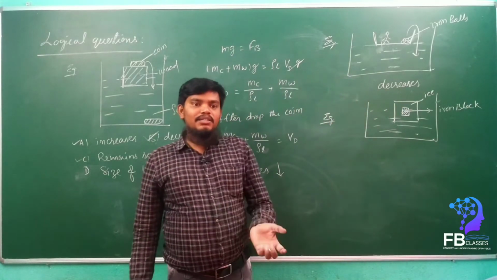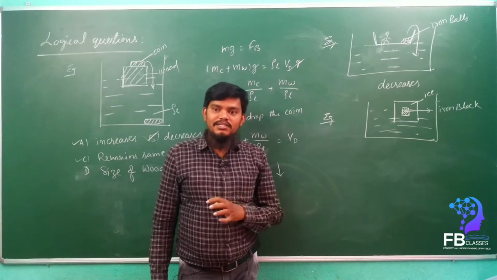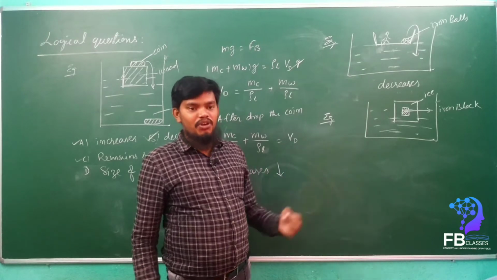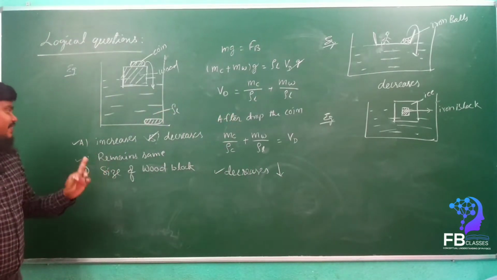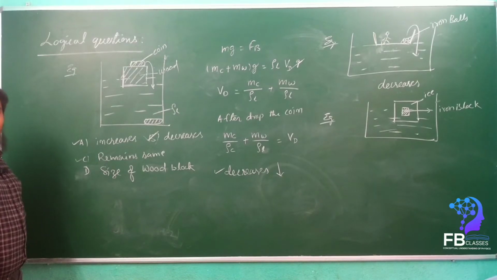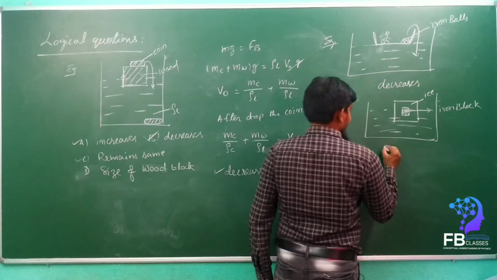Now again the question is asked: once the ice is completely melted, comment on the level of water. The same options are given: increases, decreases, remains the same, and depends upon the wood. So what will happen? Is it increases or decreases? Again it is decreases. Yes or no? Simple, it is also decreases.